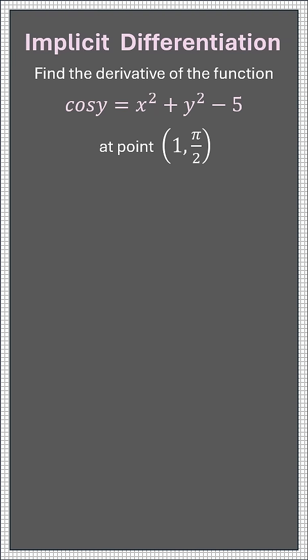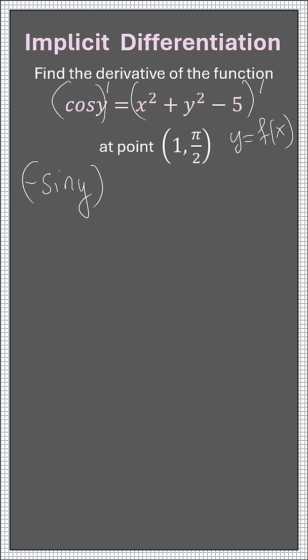The first step is to find the derivative of the left side and the right side. Keep in mind that y is a function f of x, so we will use the chain rule for the left side. Cosine y prime equals negative sine y times y prime equals the derivative of x squared, 2x, plus the derivative of y squared, 2y times y prime. The derivative of 5 equals 0.